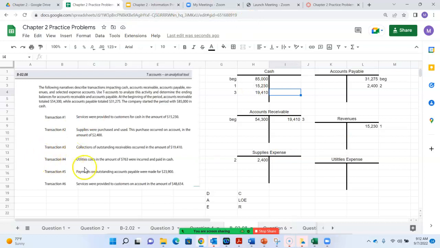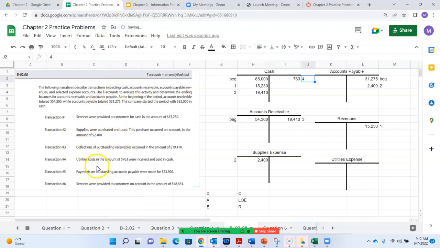Let's try number 4. Utilities cost in the amount of 763 were incurred and paid in cash. Right away, we know that our cash balance is going down, right? They're paying your utilities expense. Cash is an asset. To increase an asset, we would debit it. The flip side, to decrease it, we would credit it. So 763. This relates to transaction number 4.